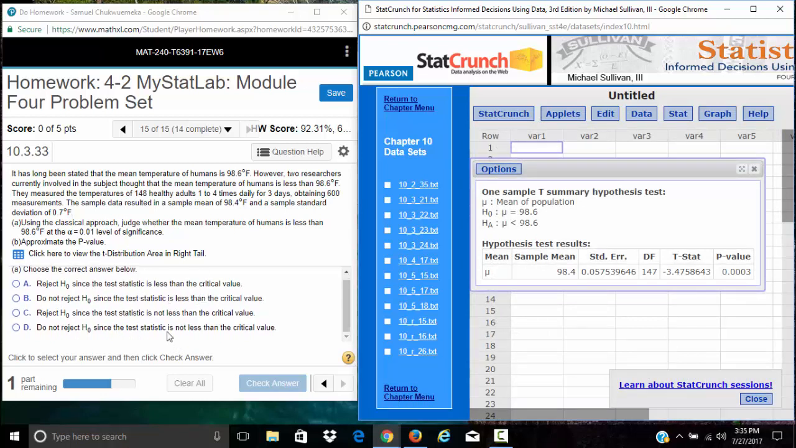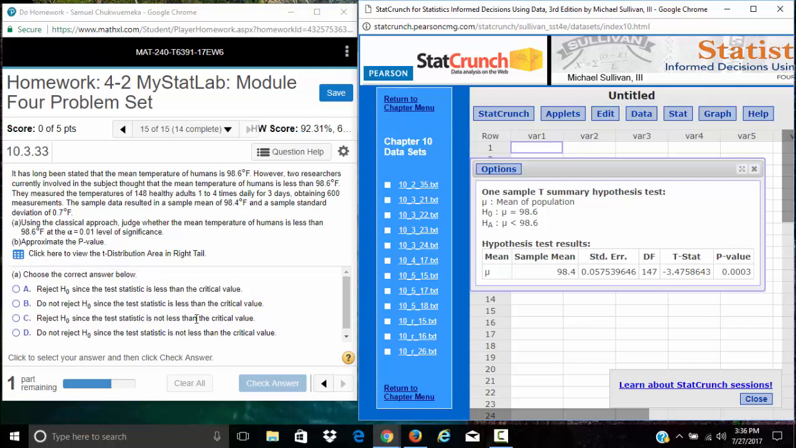Choose the correct answer below. So the test statistic we have here is negative 3.4758643. Let's round it to 2 decimal places. That would be negative 3.48. T-star is negative 3.48. So let's keep that in mind. We will compare the test statistic and the critical value. If the test statistic falls within the critical region, we shall reject the null right away.